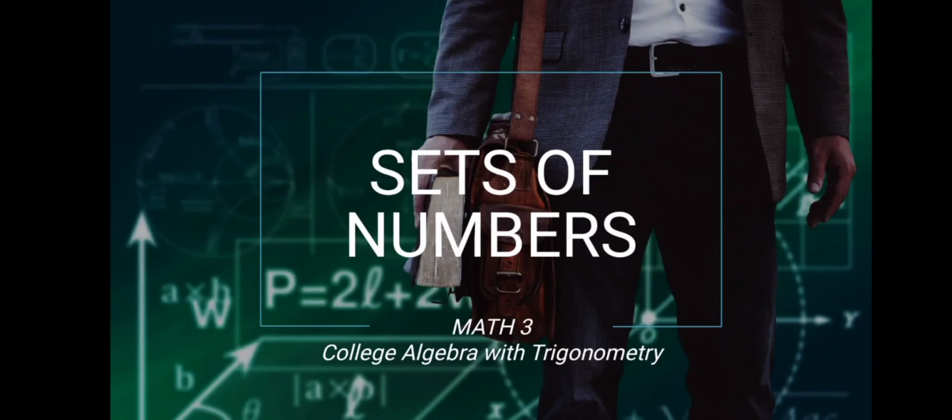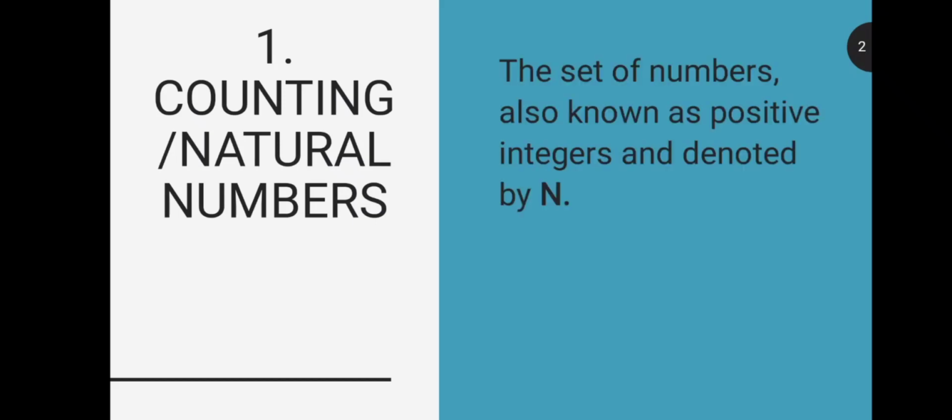Hi everyone, you're about to learn the sets of numbers. In mathematics, there are different types of numbers and sets of numbers. First one is the counting or natural numbers. This is the set of numbers also known as positive integers and denoted by N. The set of counting or natural numbers includes the numbers 1, 2, 3, 4, 5 up to positive infinity.